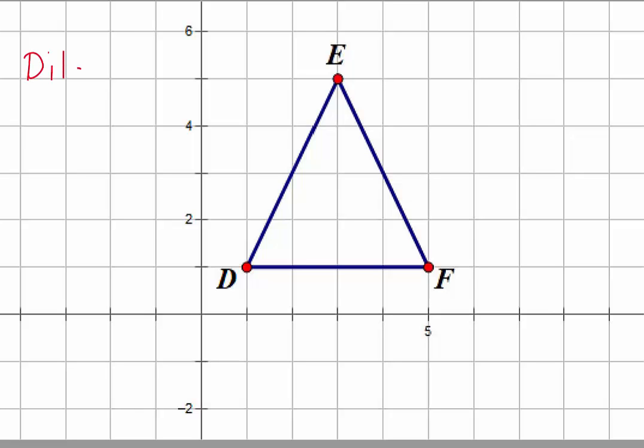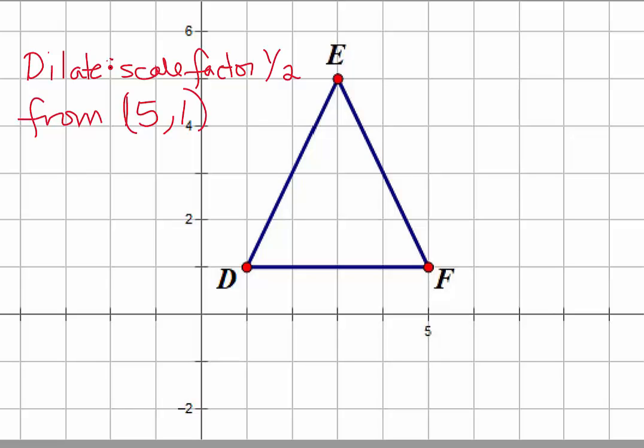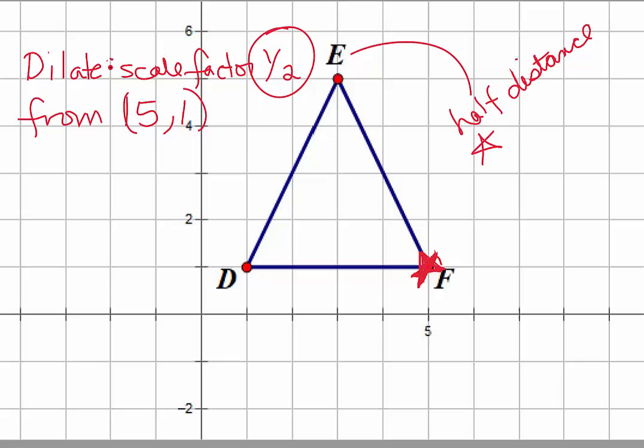Let's try another dilation. You could take a minute, plot these 3 points. We're going to dilate with a scale factor of 1/2. And let's dilate from the point F, which is 5,1. So like we were doing before, at the point 5,1, we're going to put a star. And so if we're doing half, we want to be half the distance from the star to each point.